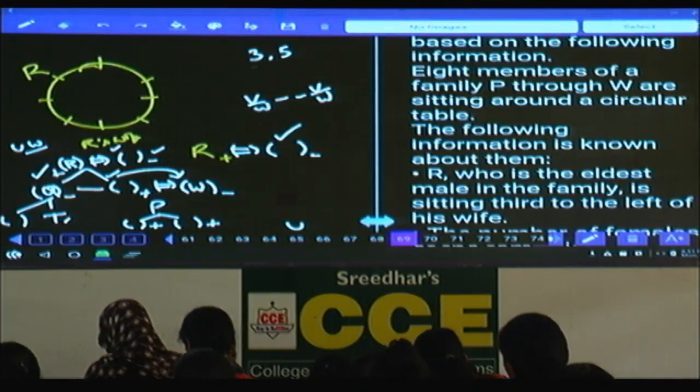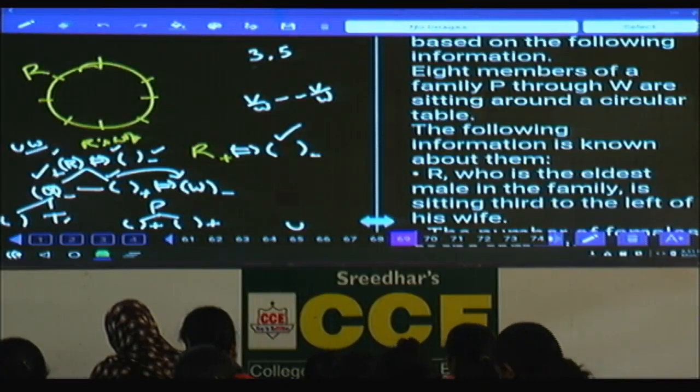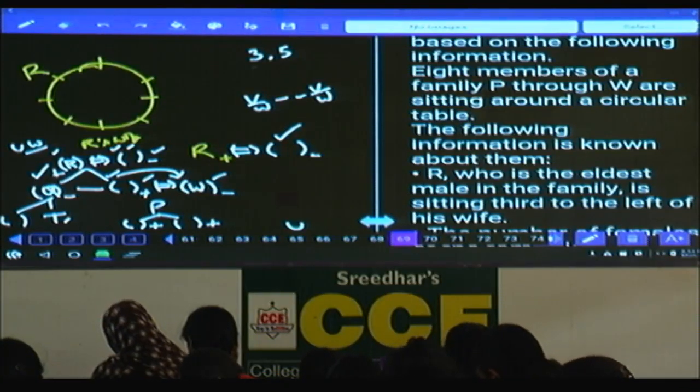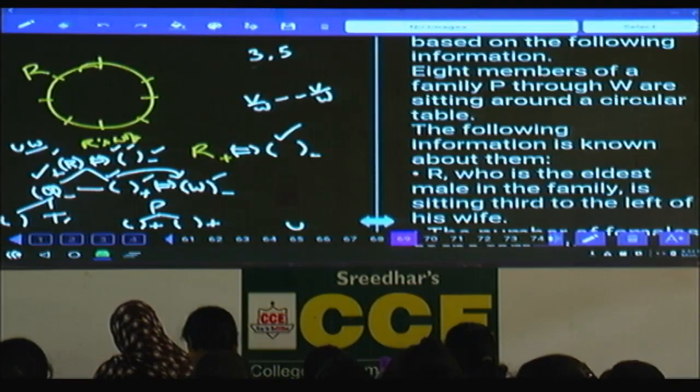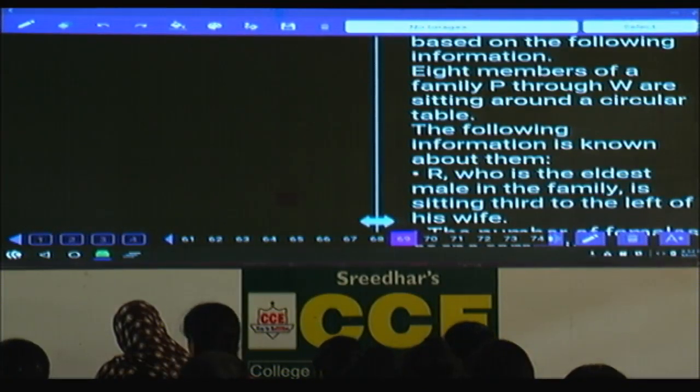How many are there for each couple? 2 members. If 2 members were there, 1, 2, 3, 4, 5, 6, 7, and these are the persons done. Now we need to have 3 couples, and the other couple must be at this place. Clear? Then coming back to this.